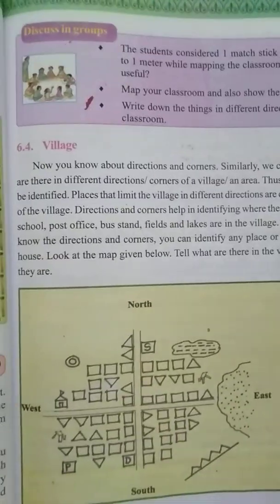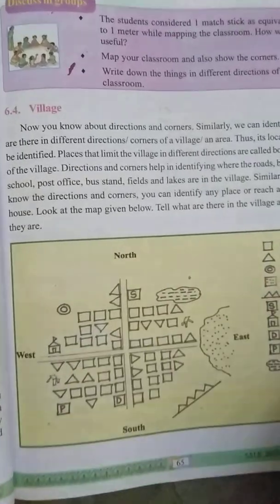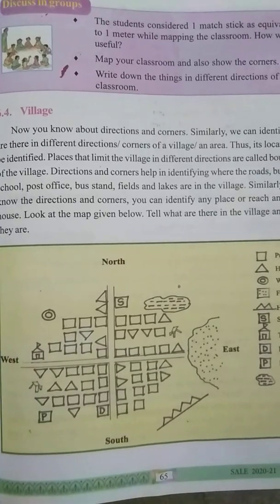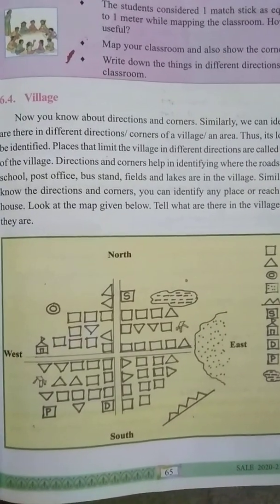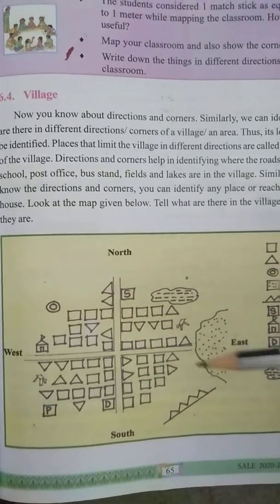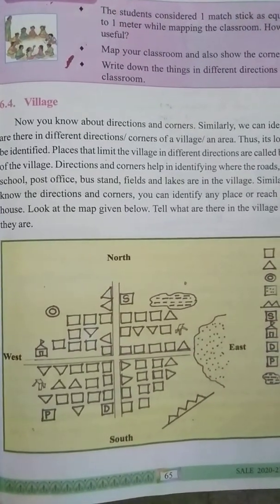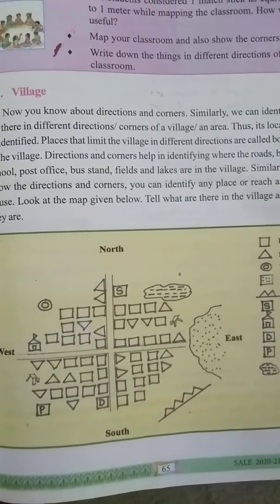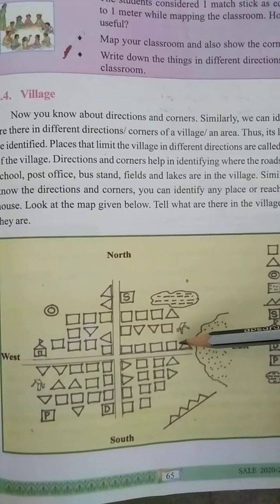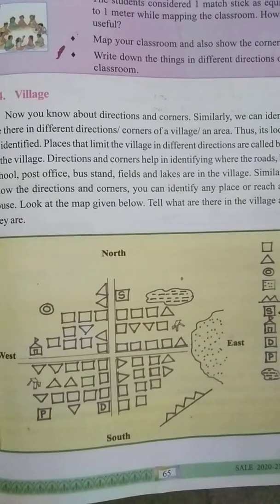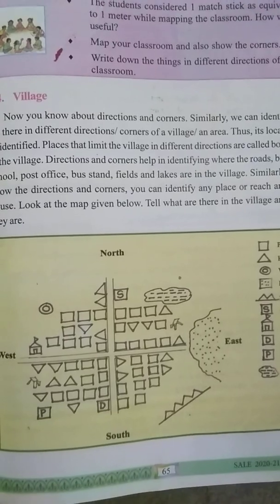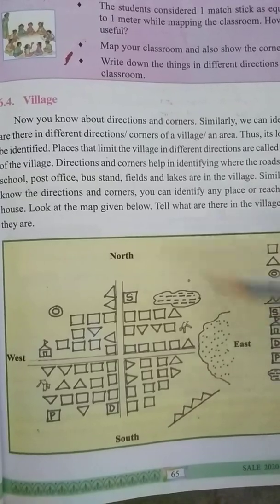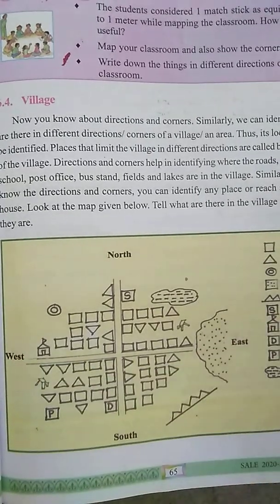See here children, one more picture is given on this page. See this. Now you will get confused here again, no? What is given? It looks like a village. Yes, it is a village only. Here we cannot draw houses, trees and all as they are, no? To show them in the map, there are symbols which are used in a map to show the places. Now here also they have given 4 directions: north, east, south and west, the main directions.